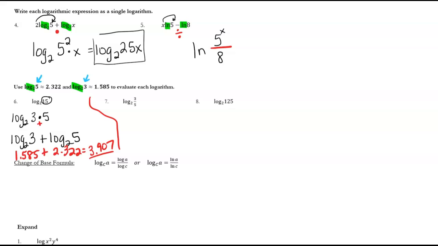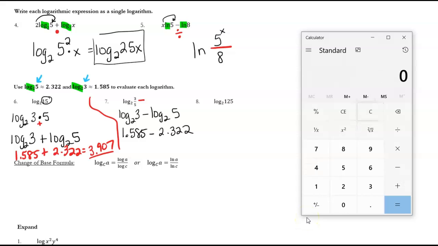So when you use your calculator to add those, you get 3.907. Okay, so for this one, it's already set up, 3 divided by 5. Remember, divide means I'm going to minus. So it's going to be log base 2 of 3 minus log base 2 of 5. Well, log base 2 of 3 again is 1.585 minus 2.322. Okay, so now let's use our calculator.